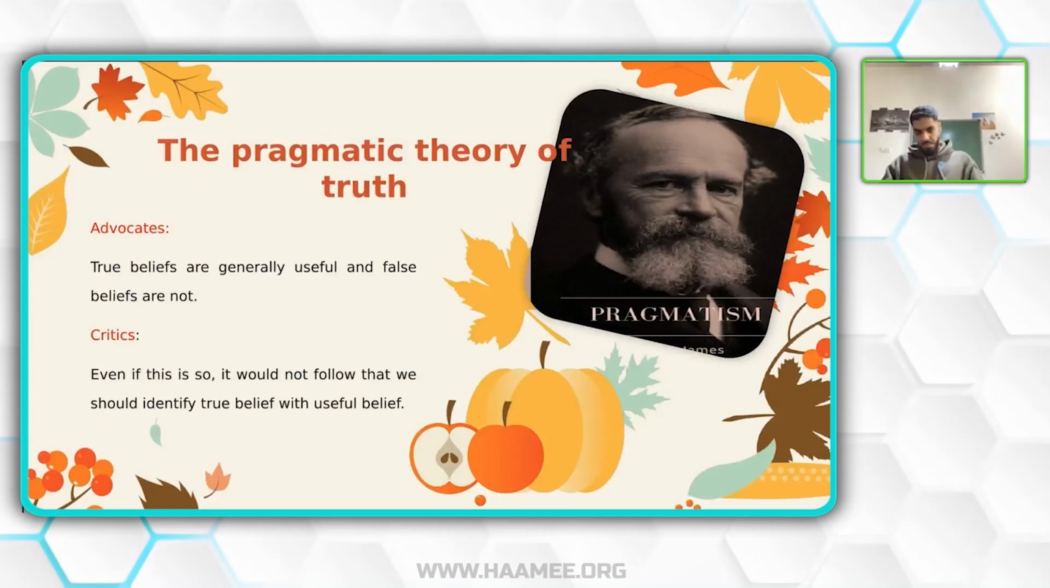And I continue. There are some people who disagree with this idea about the pragmatic side of the truth. The critics say that even if this is so, it would not follow that we should identify true belief with a useful belief. We cannot say that something is true because it has a usage for us. Maybe something has usage for us, but it's not true and it's false. So we cannot identify them together.